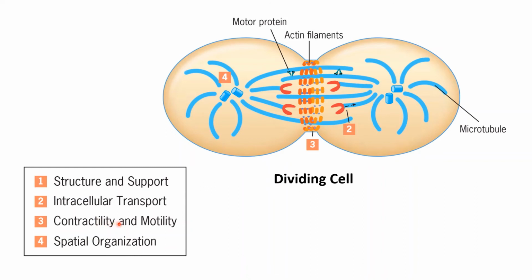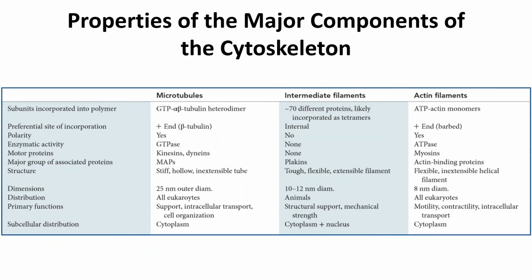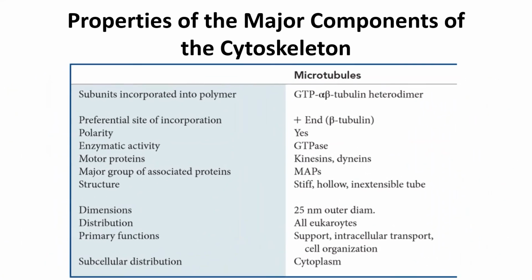Then here for contractility and motility, the formation of cleavage furrow in animal cells is actually caused by the contraction of actin filaments that act like rubber bands to pinch the 2 cells off from each other. So here are the major components of the cytoskeleton. We have the microtubules, the intermediate filaments, and the actin filaments. So let's look at them one by one.